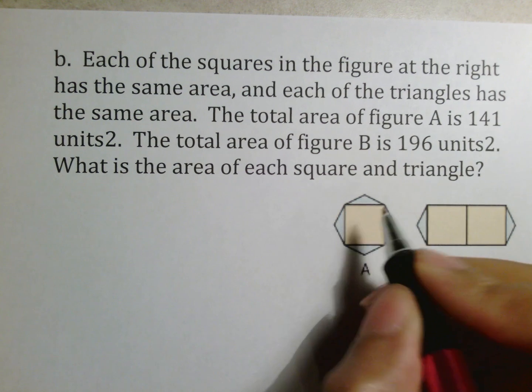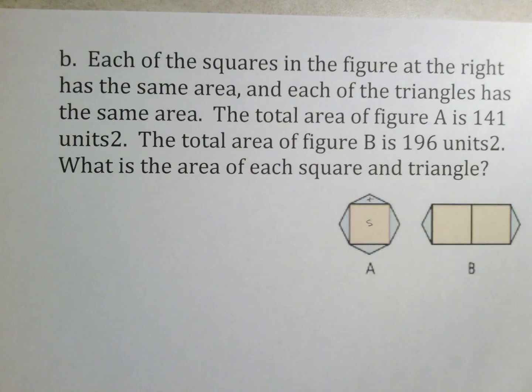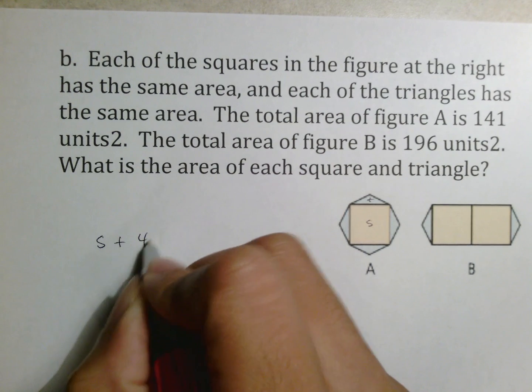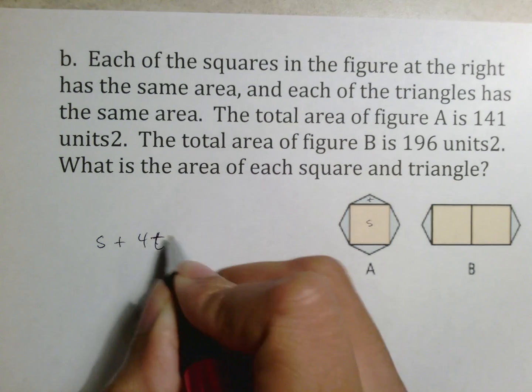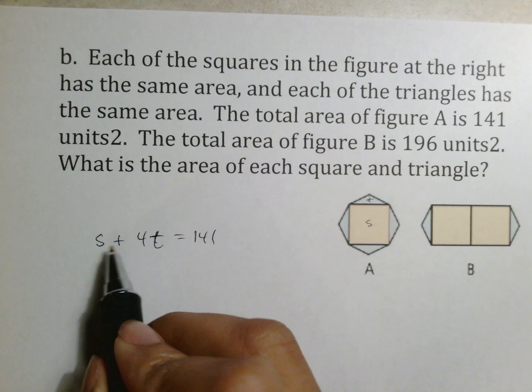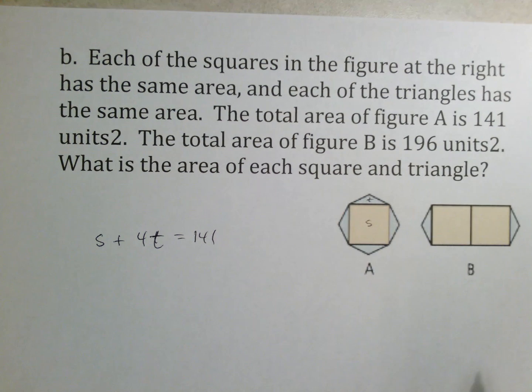So what I'm going to do is use a capital S for square and a small t for triangle. In figure A, I have 1 square and 4 triangles, and it says that area is 141. So 1 square and 4 triangles equals 141.